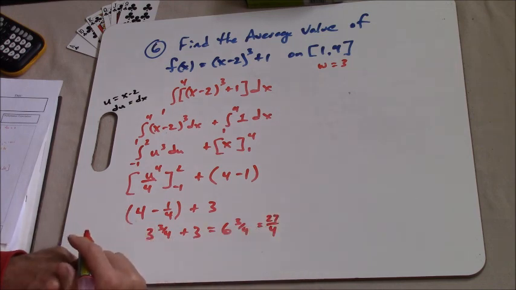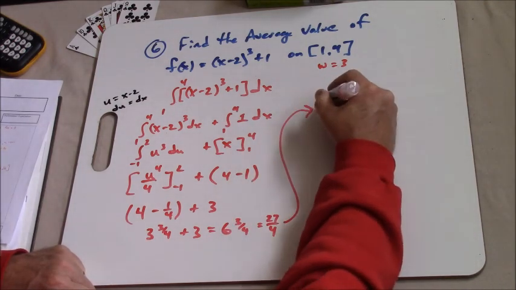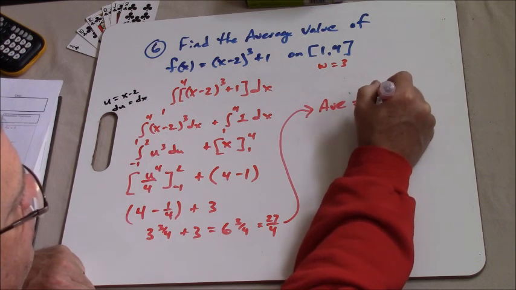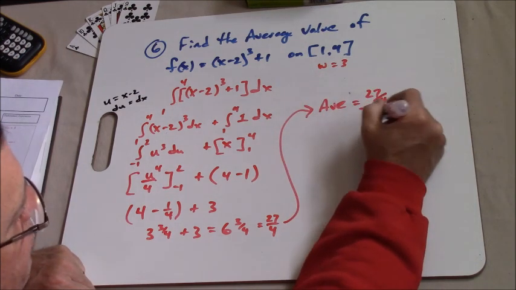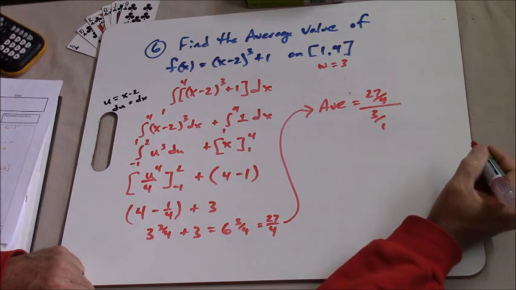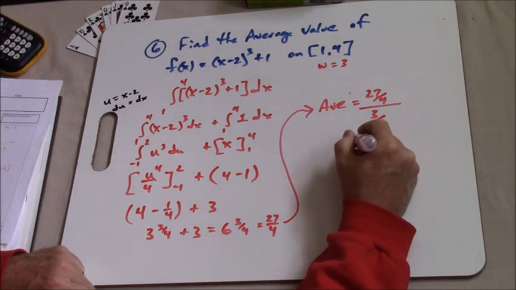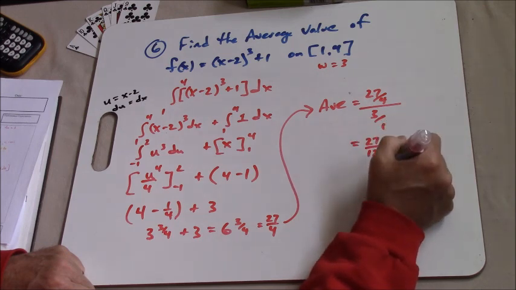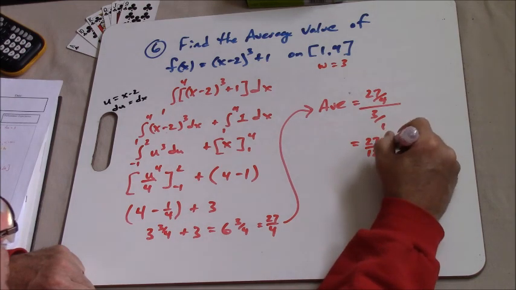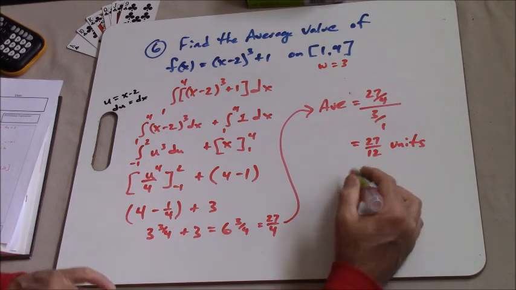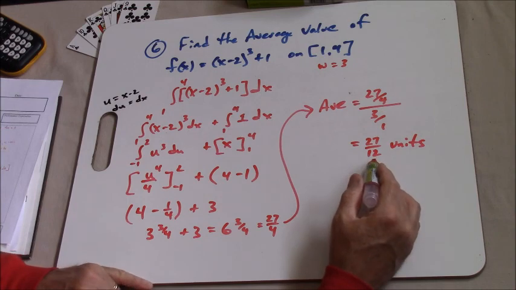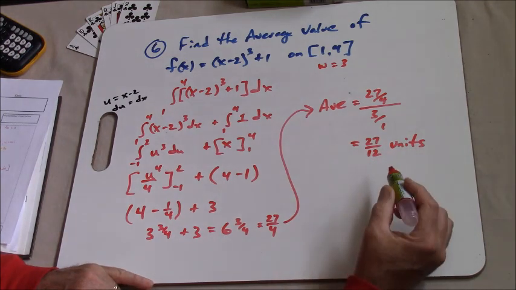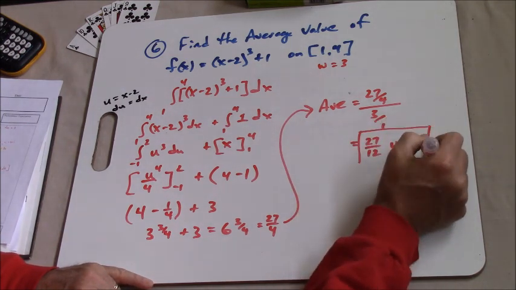That's the area underneath the curve. And so now I just need to say that the average value is 27/4 divided by 3. We'll call that 3 over 1. So I just have to flip this over and multiply, and what I get is 27/12 units. It's not square units because we're not trying to find the area. We're just trying to find the average value along this curve. It's just some number. Okay? There it is.